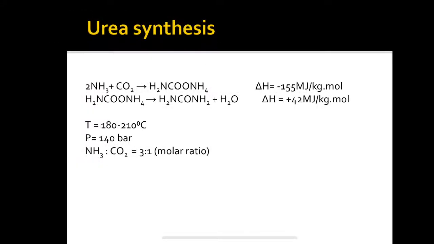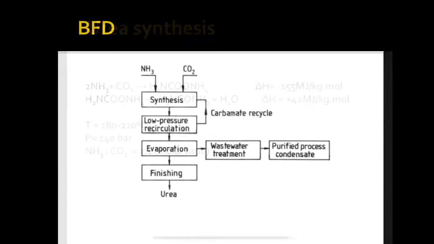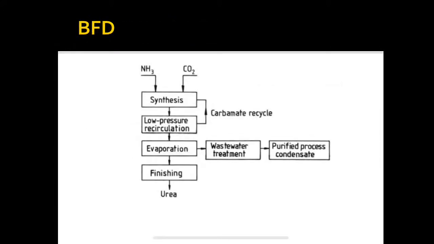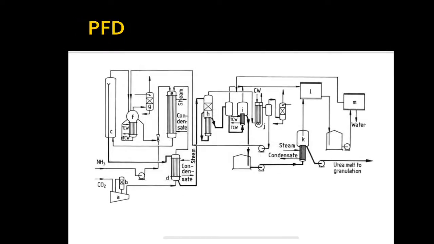The following is the reaction for the urea synthesis along with the operating conditions. This is the block flow diagram of the process, which will be further explained in the PFD section of this video. This process uses CO2 gas feed as a stripping agent.